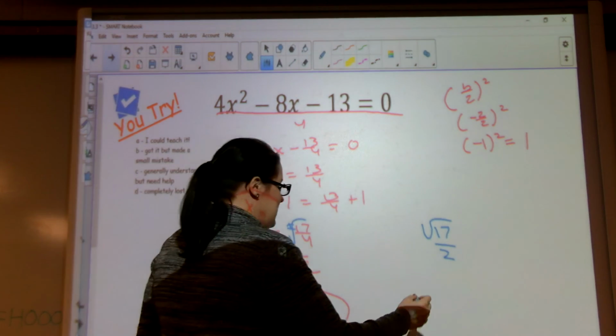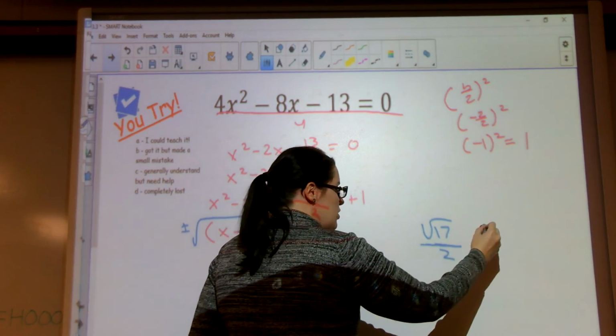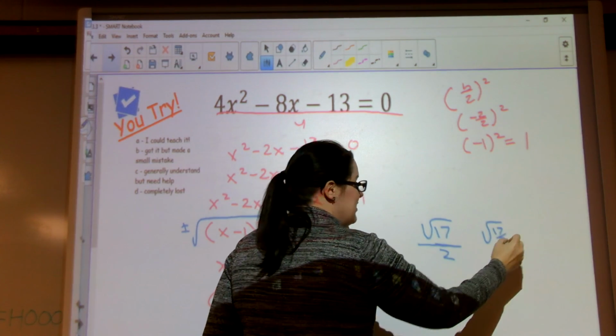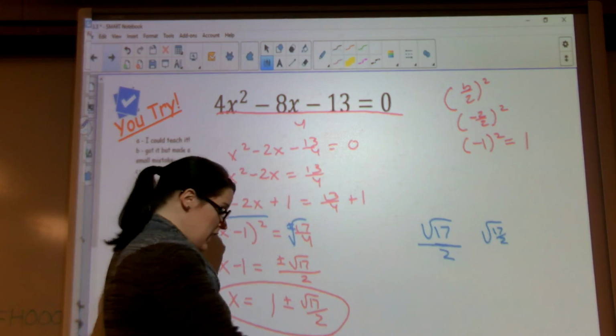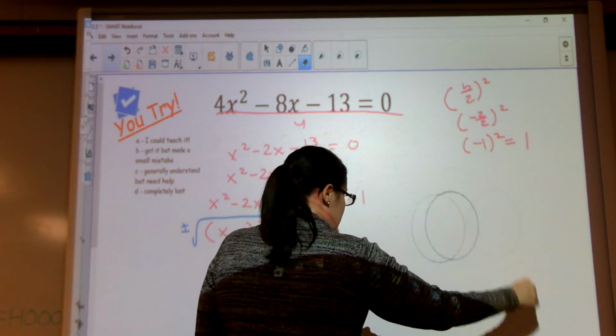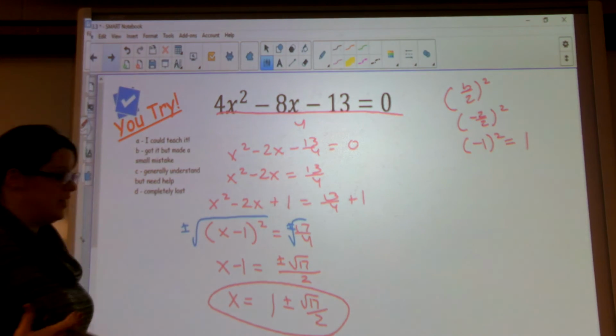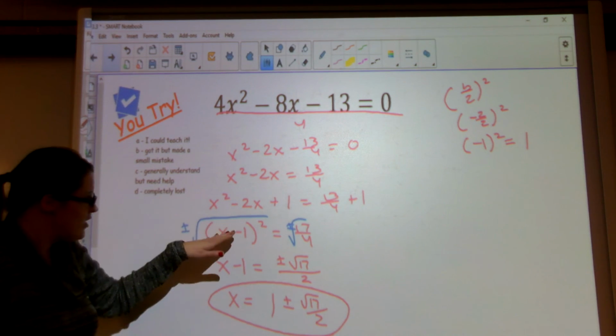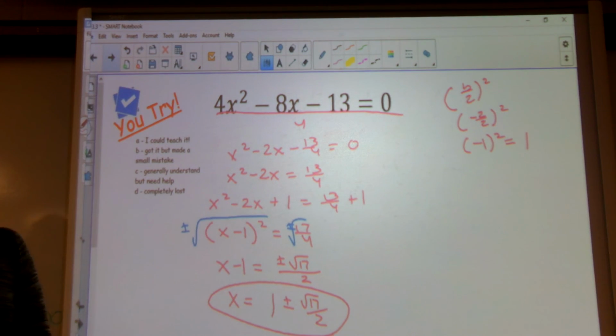Make sure I don't see something like this. Sometimes it's iffy to know if it's all over 2 or if it's this, because I see them both. So be careful with how you write. My messy writers need to be very clear as to what they intend. Okay, so then final step, add 1 to both sides. Questions?